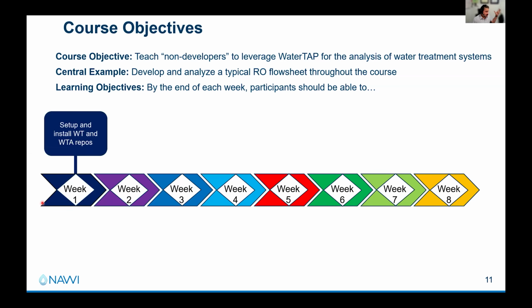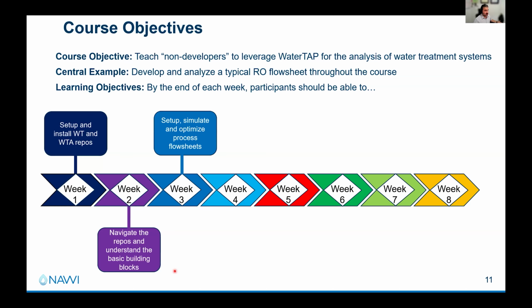So the first week, of course, was easy. Let's just set up WaterTAP, make sure you have it running on your system. Week 2, we navigated the code repositories and tried to let people learn about the basic building blocks of WaterTAP. Week 3, we show people how to set up and simulate optimized process flow sheets. And by week 4, we got a little crazy and we tried to show people how to make their own unit models, their own property models, and plug them into flow sheets.